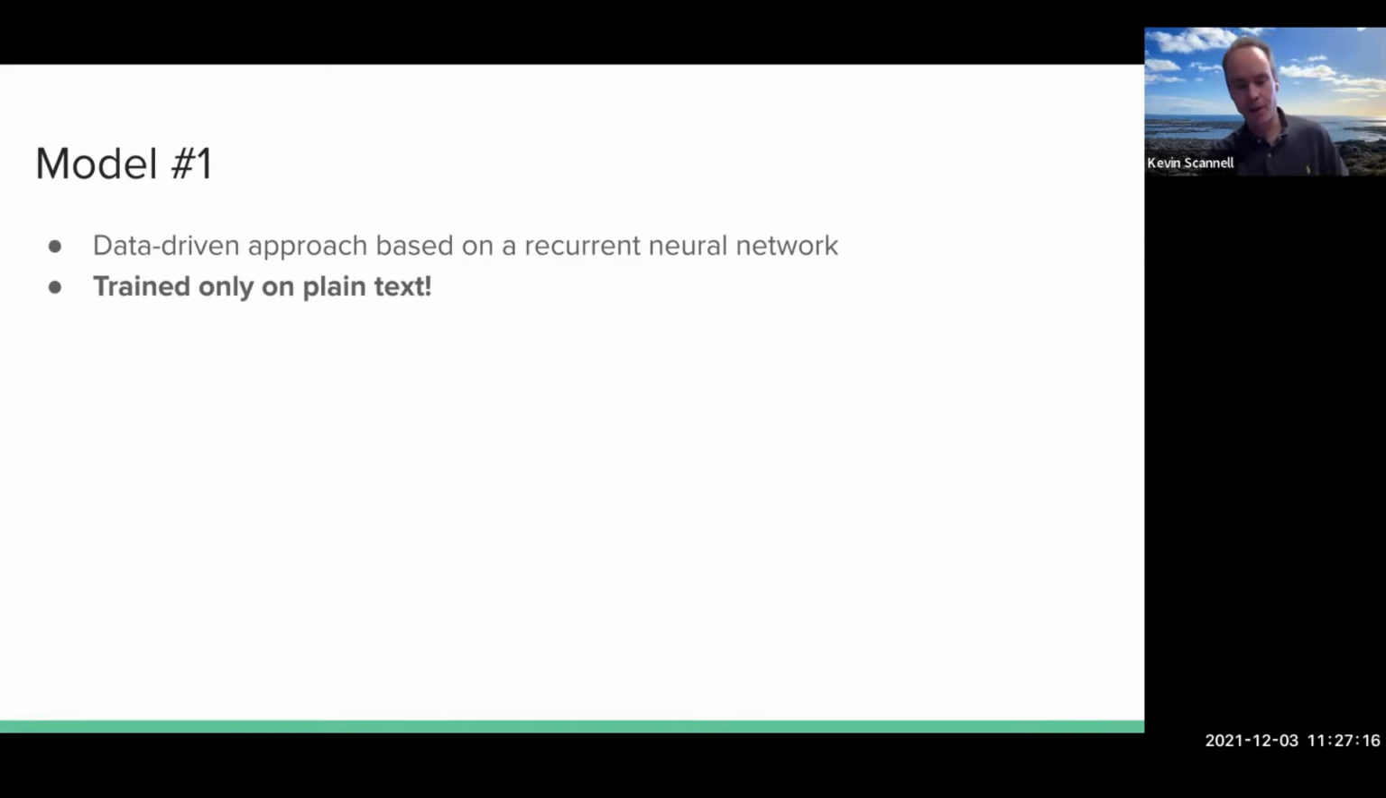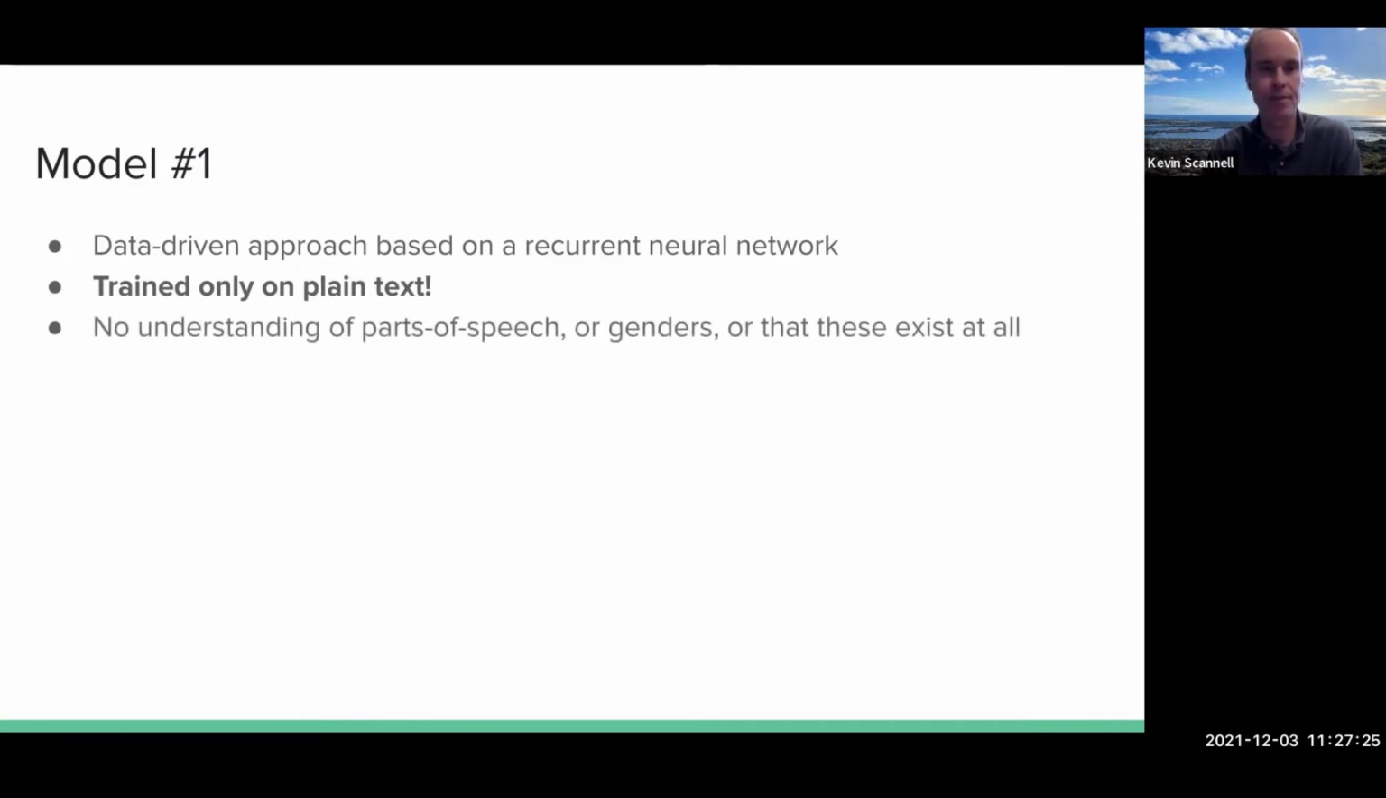This is the reason that it only works for Irish and Scottish Gaelic, because I need to be able to automatically detect what mutation I have just from plain text. The miracle here is that this works, even though I am providing just text to the neural network. It doesn't know anything about parts of speech. It doesn't know what gender is, or even that there is the concept of gender at all.